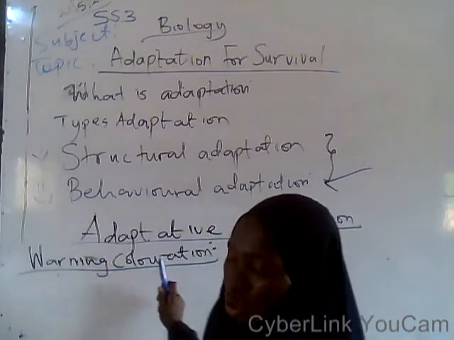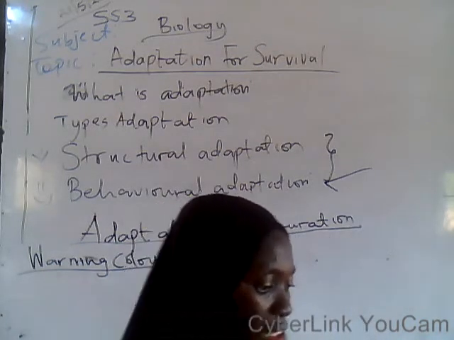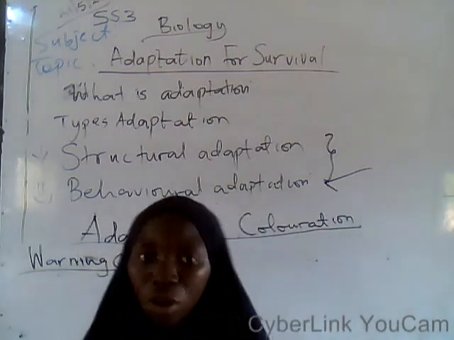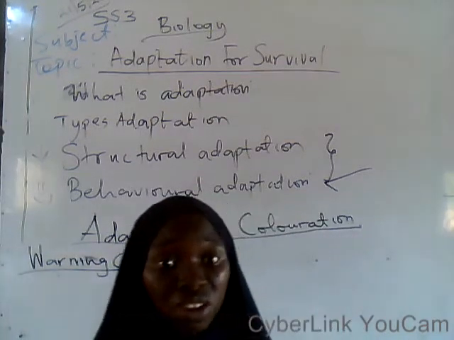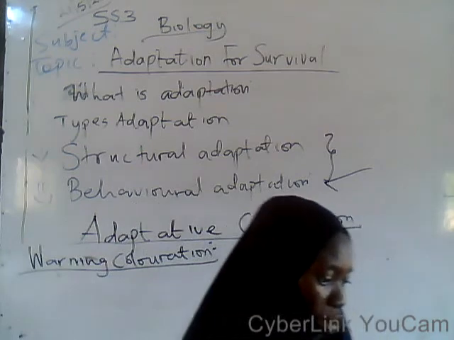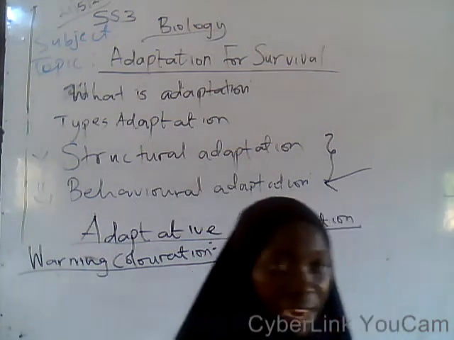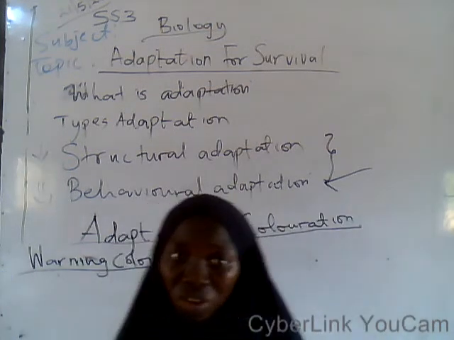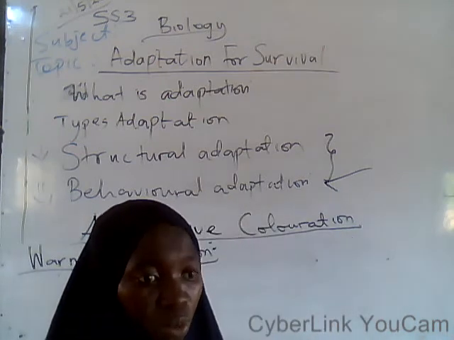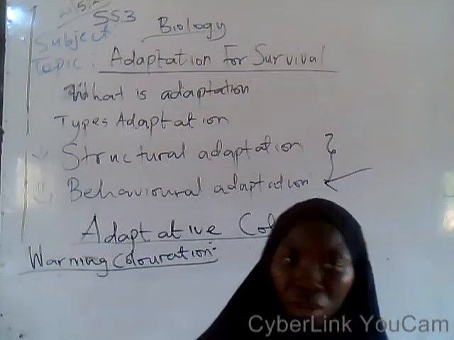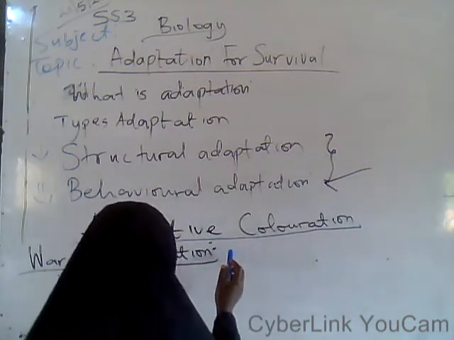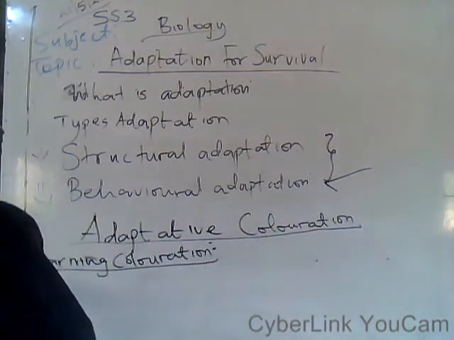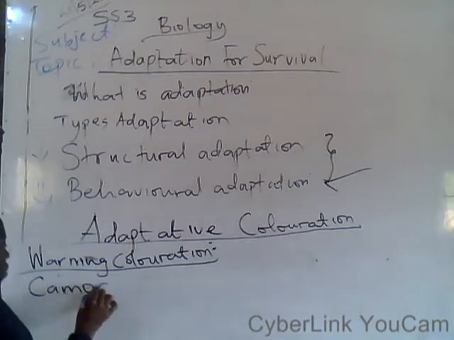That is warning coloration. A very good example is seen in the black and yellow color of the grasshoppers. It is a warning coloration to tell the predators that it is not an organism to be fed upon. A very good example is also found in the ladybirds, the beetle. They have this red and black coloration to tell their predators that they are unpalatable, such that they will not be fed upon. That is warning coloration. It is an adaptive coloration. Now, another example of adaptive coloration is known as camouflage.